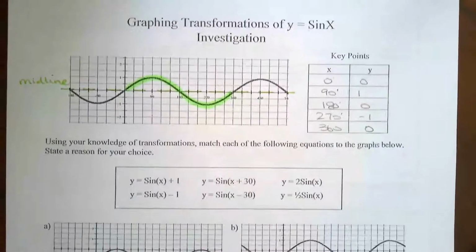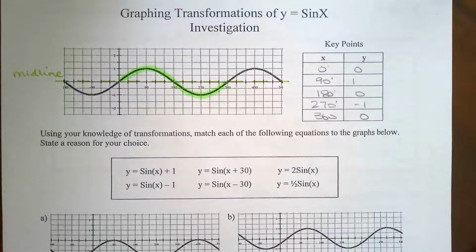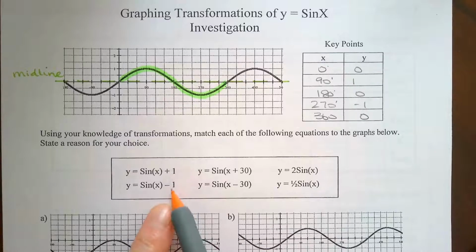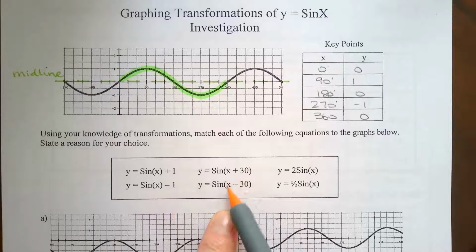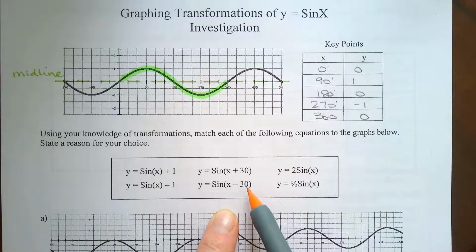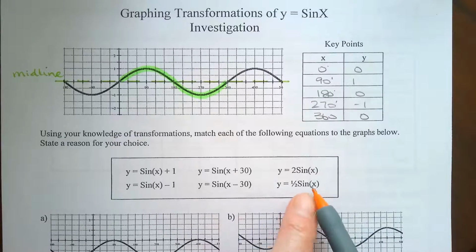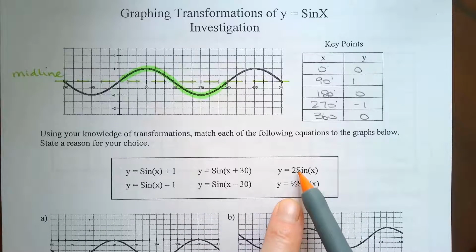Very similar to all the other graphs that we have done before, like for example the quadratic one and the exponential one, the sine graph also works in the same way. If there is something being added or subtracted on the end, it moves it up and down vertically. If there is something being added or subtracted inside of the brackets, it moves it left or right horizontally. And if there's anything being multiplied or divided in front of the sine, these are your stretches and compressions.